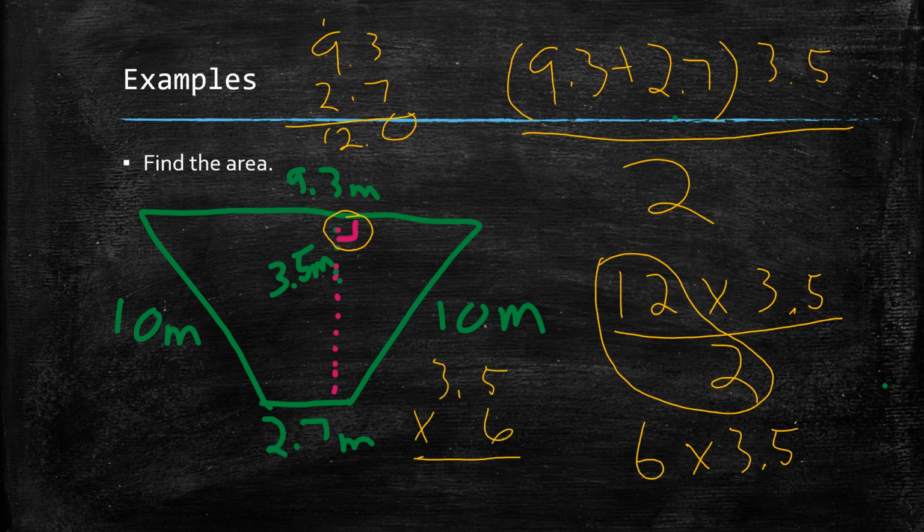Put the 6 on the bottom because it's a single digit, so that means last place values to work with. 6 times 5 is 30. 6 times 3 is 18, plus 3 is 21. I have one number behind the decimal, so I have 1 in my answer. So my answer to this problem is 21 meters squared.